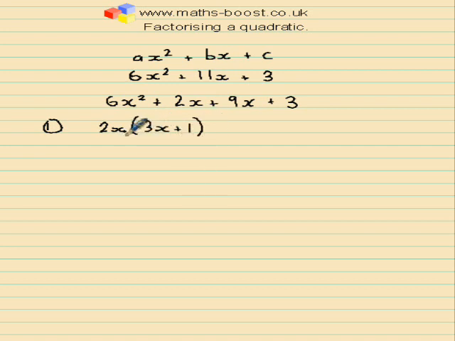You can expand this out on a separate piece of paper, or if you're used to it, in your head, just to check. I get back to 6x squared plus 2x, so I know that's correct. And now I'll factorise this second pair of terms. The highest term that goes into both of these is 3, and in fact plus 3. And that leaves 3x plus 1. And it's no coincidence that these two brackets are the same. If the process has been carried out correctly, the two brackets will be the same.